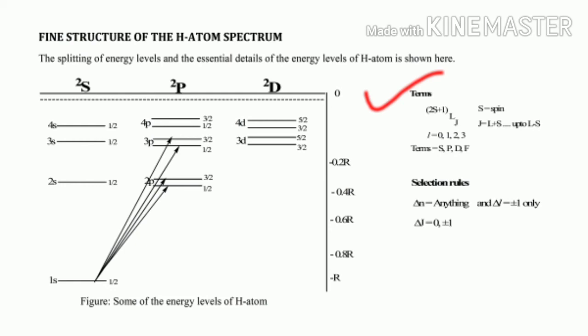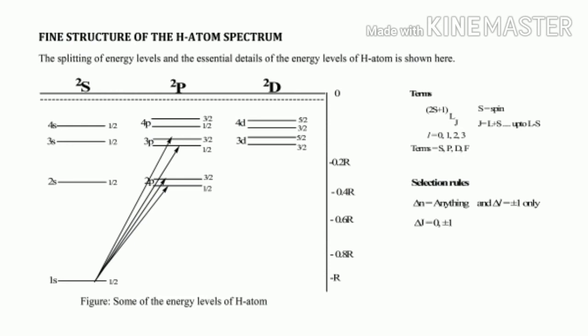So applying the selection rules, delta n is equal to anything and delta L is equal to plus minus 1 only. Along with this, we have another selection rule, delta J is equal to 0, plus minus 1. We can have these transitions which are allowed. The transitions will be the same as those we have discussed in case of the atomic spectrum of the hydrogen atom.